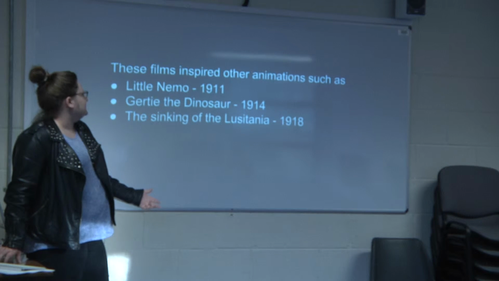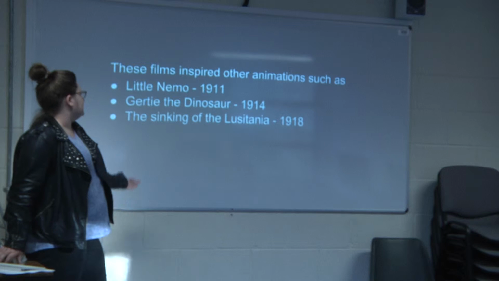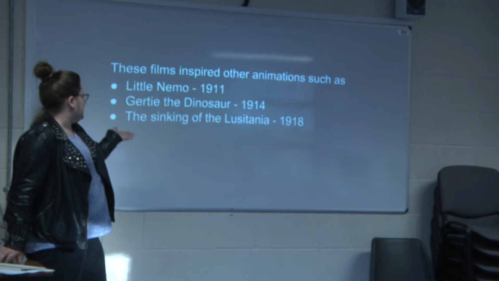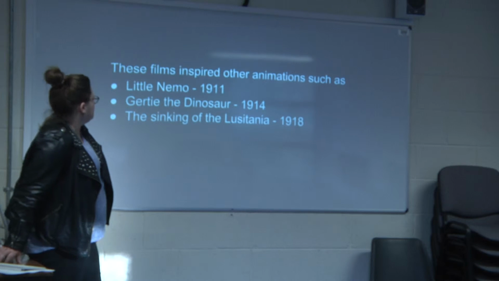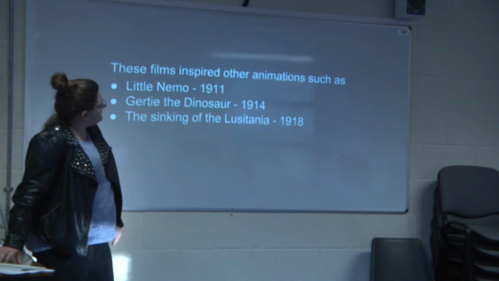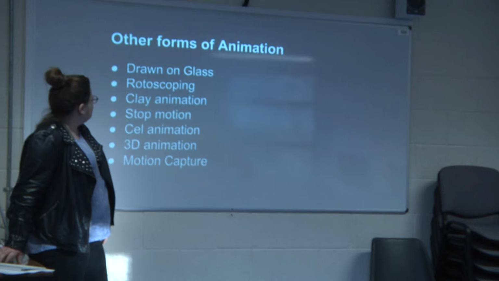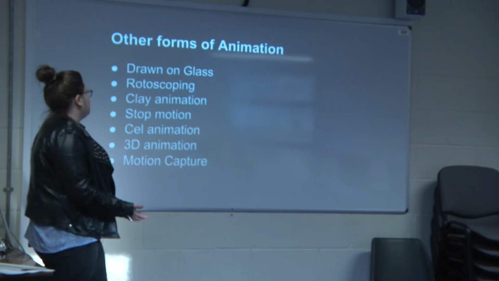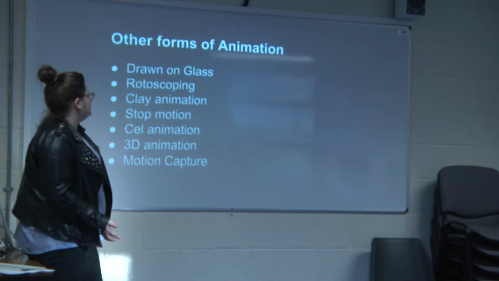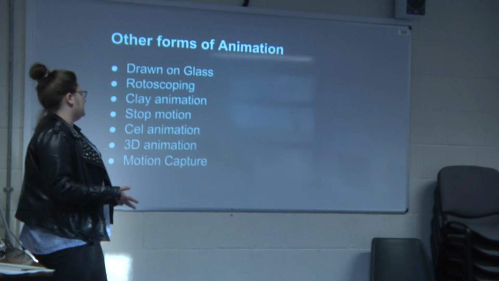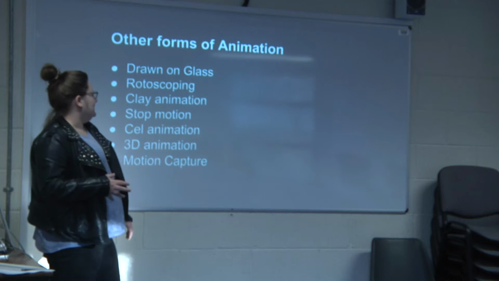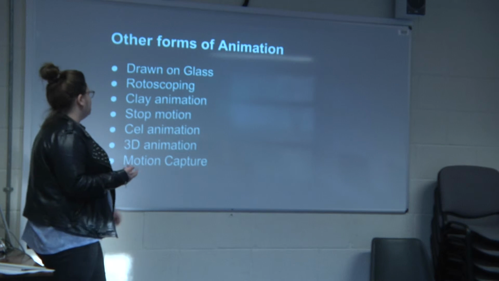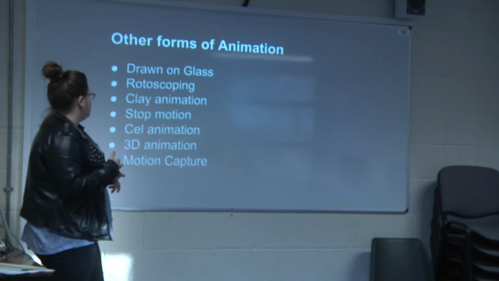So then these films went on to inspire other animations such as Little Nemo in 1911, Gertie the Dinosaur in 1914, and The Sinking of the Lusitania in 1918. So then there's other forms of animation: drawn on glass, rotoscoping, clay animation, stop motion, cell animation, 3D animation, and motion capture. The ones I'm looking at in more detail will be the drawn on glass and the stop motion.